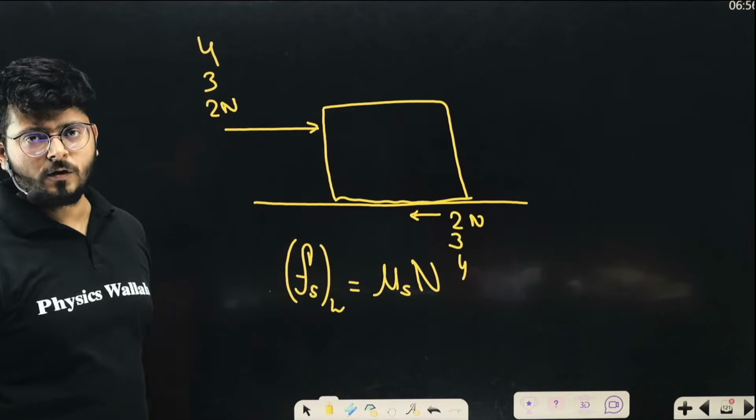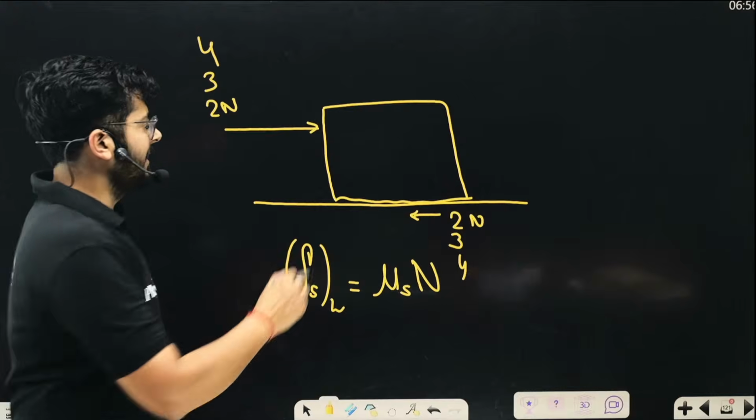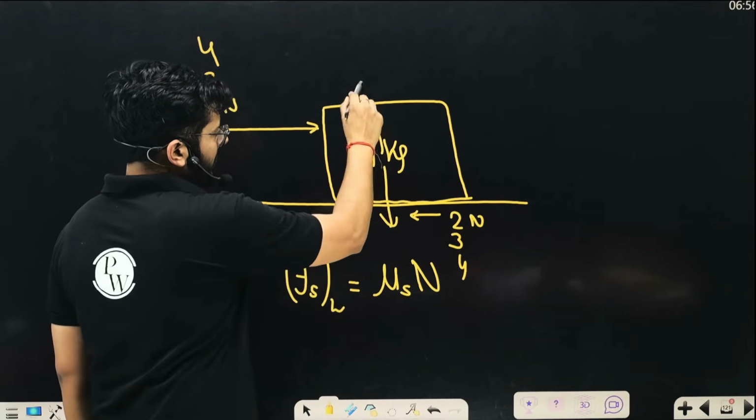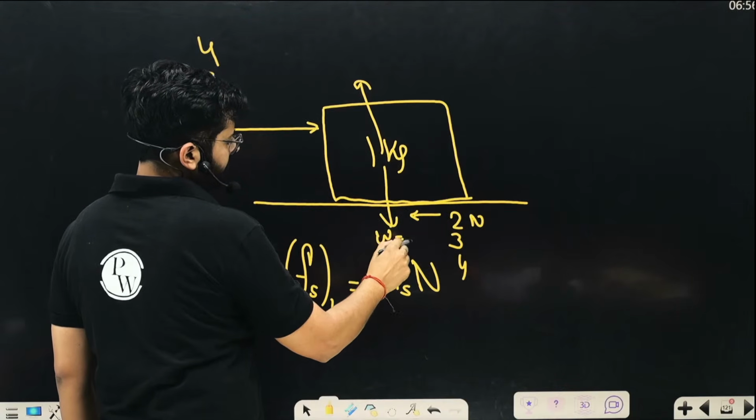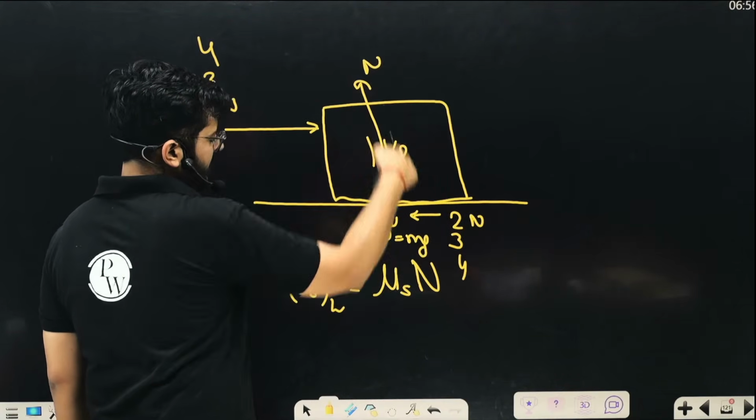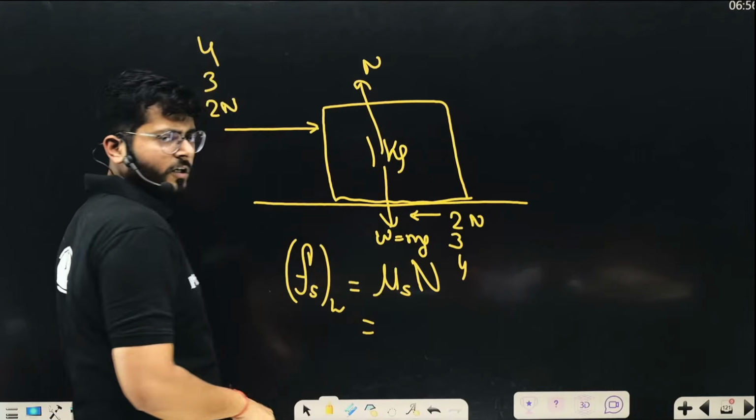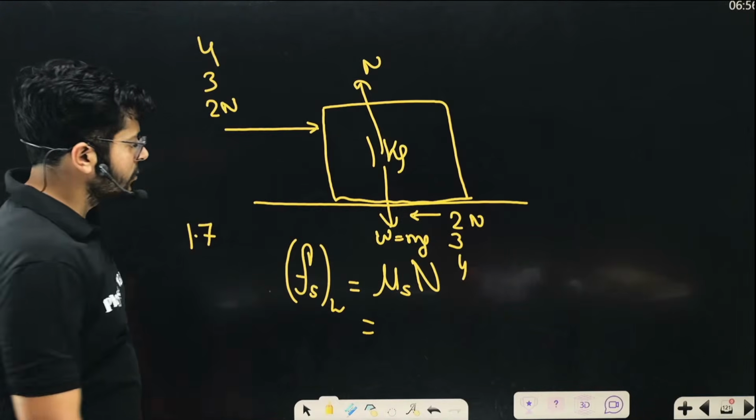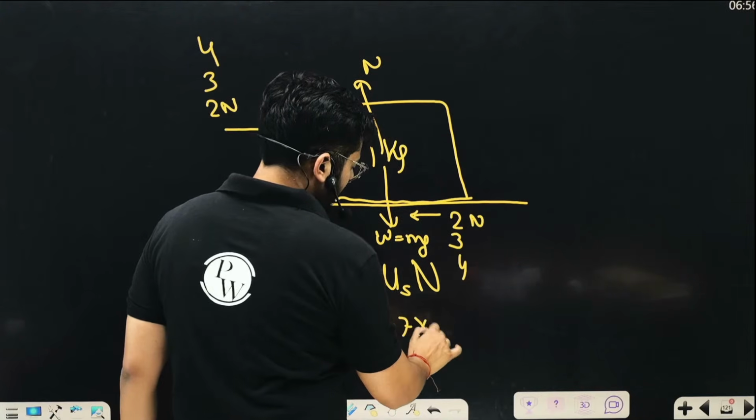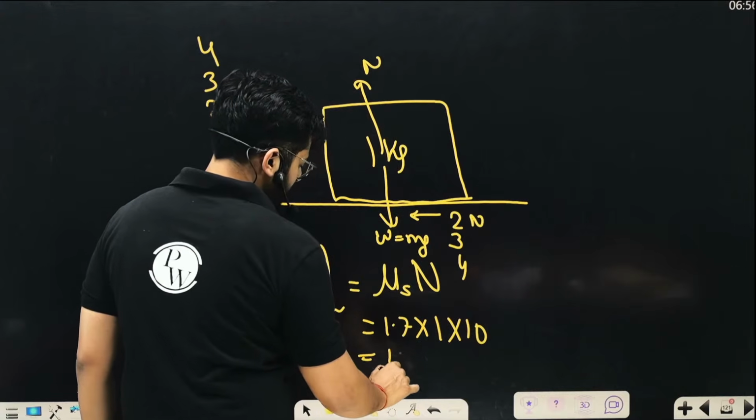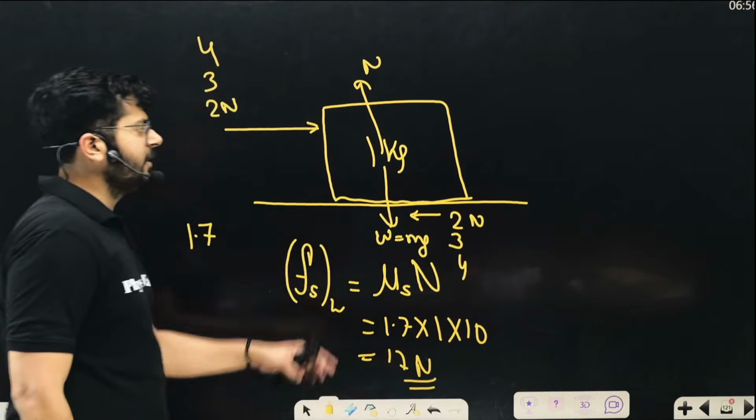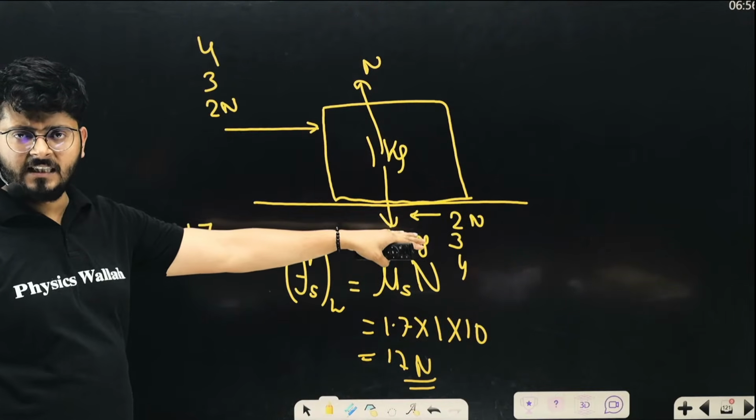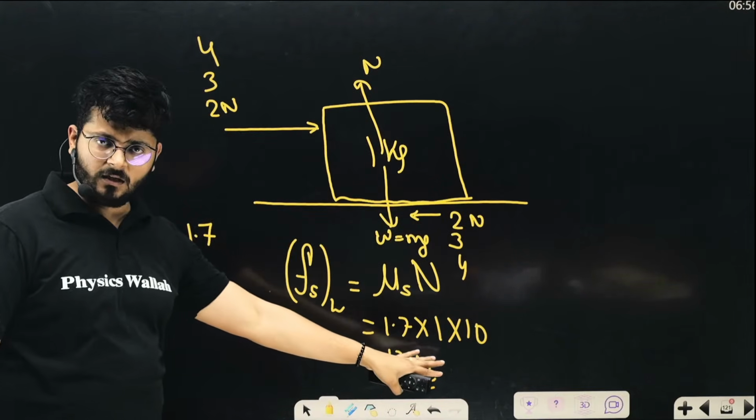Let us say that the mass of this block is 1 kilogram. So the normal reaction is going to be equal to the weight. And let's say the coefficient of static friction between these two surfaces is 1.7. So 1.7 into m into g, which is 17 Newton. So the maximum static friction which can act between this surface and the body and the ground is 17 Newton.